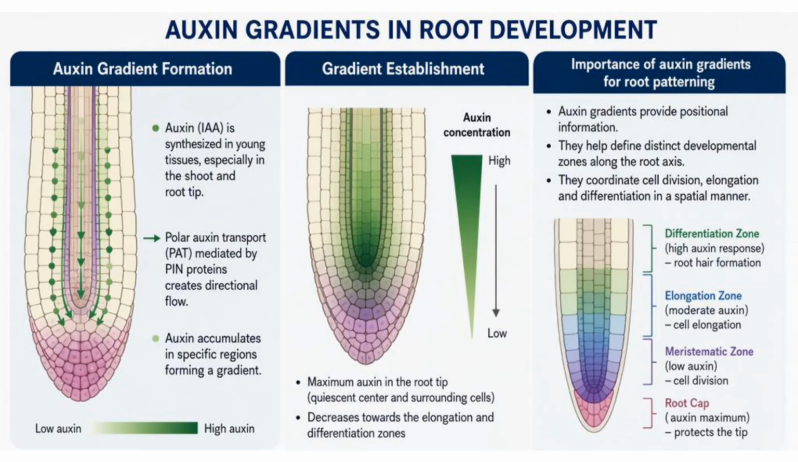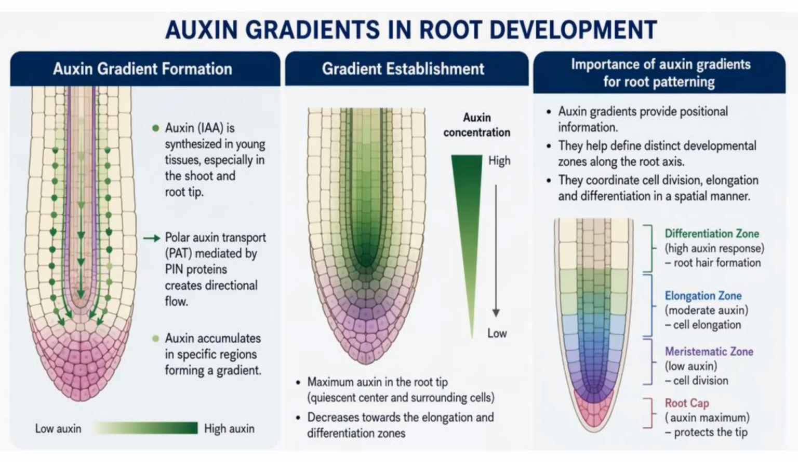This is one of the most visually striking slides in our presentation, and it captures a profound concept: information encoded in concentration gradients. Look at the left panel. Auxin, the purple dots, is synthesized in young tissues, particularly in the shoot tip and the root tip itself. It is then transported by the PIN AUX1 carrier system we discussed, flowing toward the root tip in a directional stream. At the root tip, auxin accumulates, especially in the quiescent center and surrounding cells. This is the zone of highest auxin concentration.